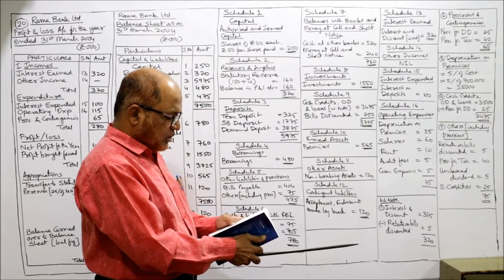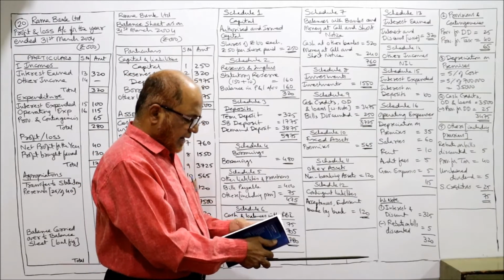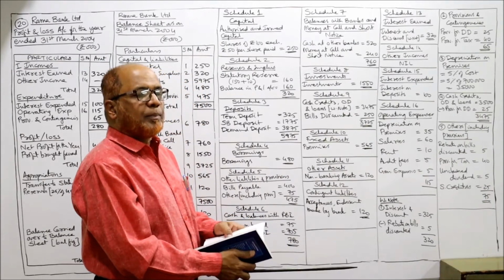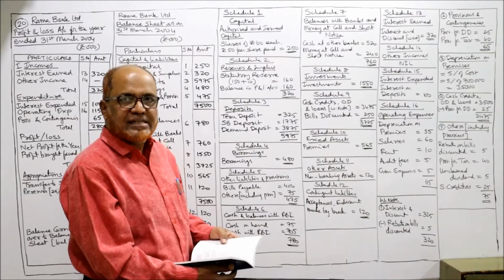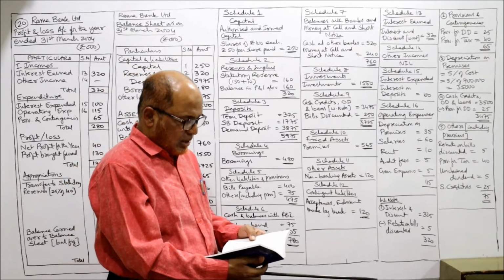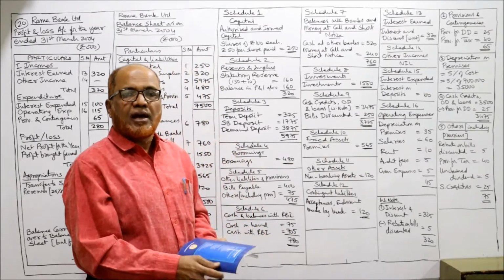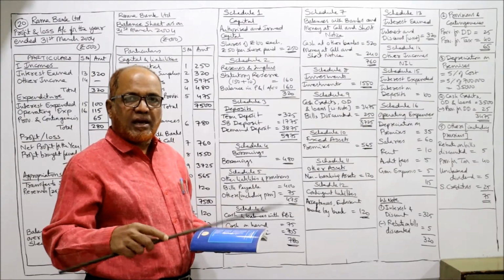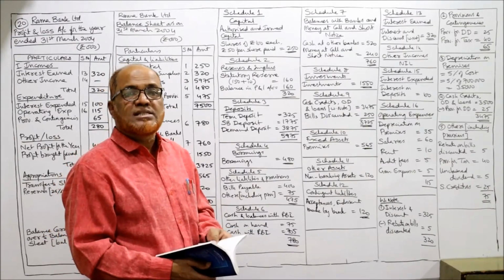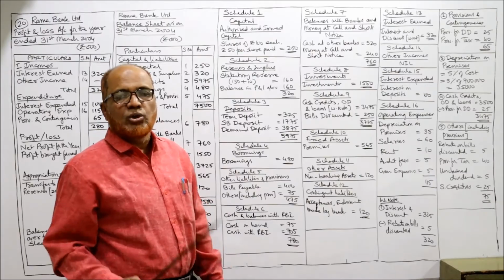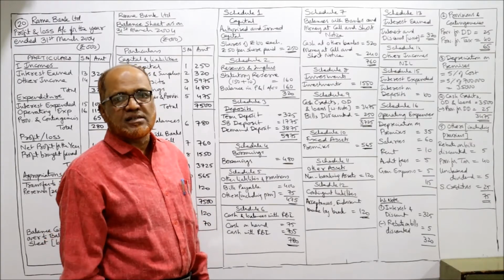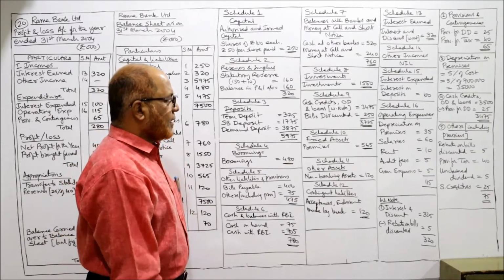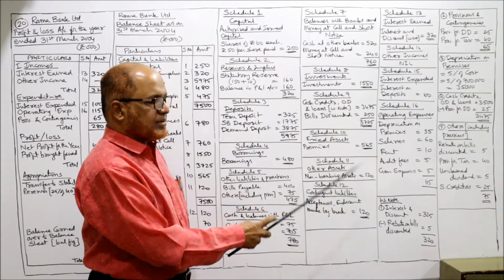Next comes premises. After depreciation up to 31st March of 1 lakh, it is 6 lakh. The premises' WDV, written down value, is 6 lakh, after writing off depreciation of 1 lakh. After depreciating 1 lakh rupees, the written down value of premises comes to 6 lakh rupees. The premises will be taken in fixed assets, schedule number 10. Schedule number 10, fixed assets, premises.